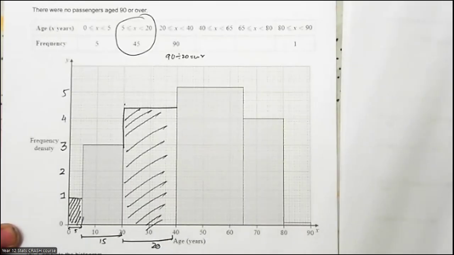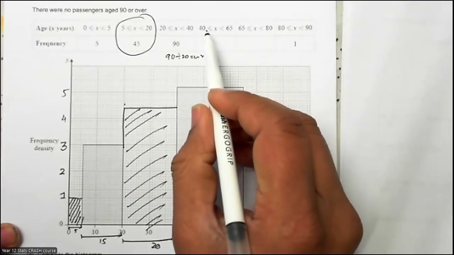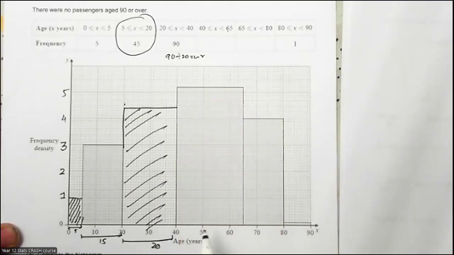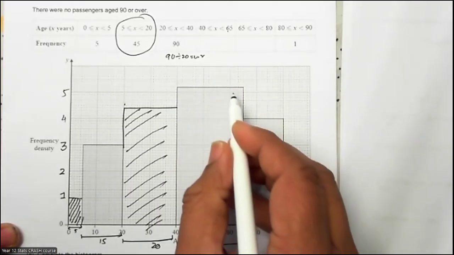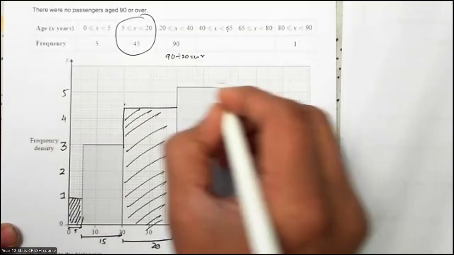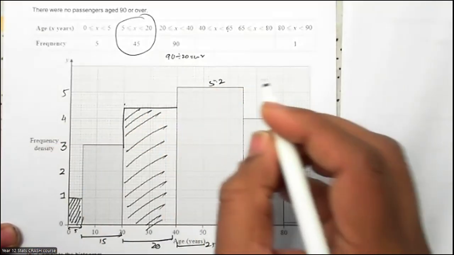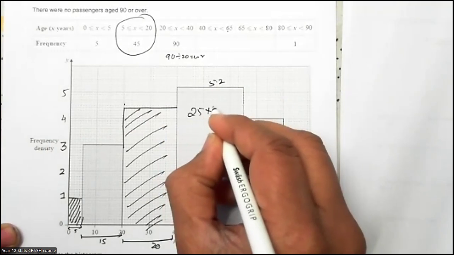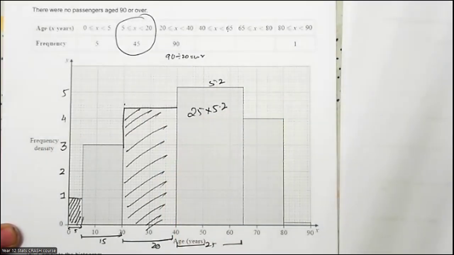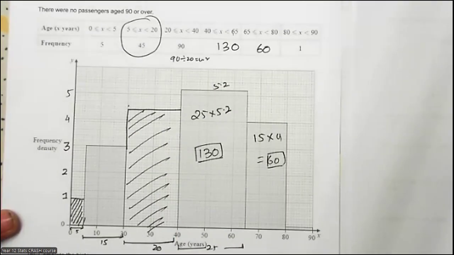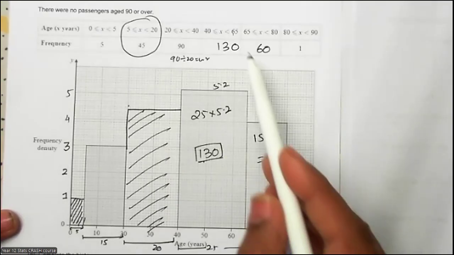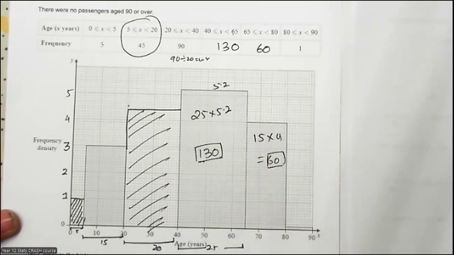Okay, now we're doing the other way around. I need to work out this. That's 40 to 65. The height is 25 there. And the width, it goes up to 5.2, I guess. So 5.2 times 25 should be the answer for this one. And the next, going by the same formula, we get 130 is the frequency for that interval, 60 is the frequency for that interval. So we have completed the histogram and the table both.